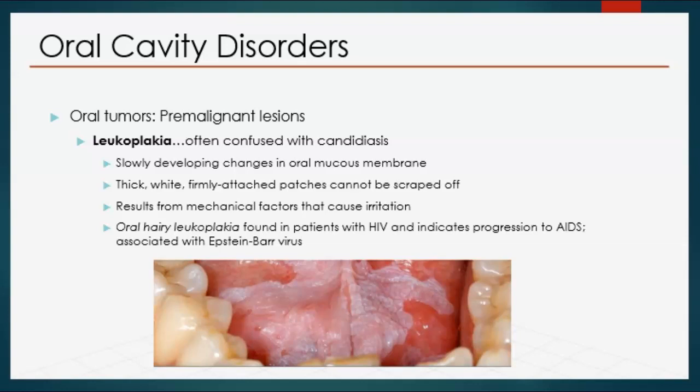Again, this is often confused with thrush or candidiasis. This slowly develops in the oral mucous membrane. It's thick, white, firmly attached patches, and they cannot be scraped off. Oral hairy leukoplakia is found in patients with AIDS and indicates progression. So people with human immunodeficiency virus who develop this have actually progressed to the full-blown disease of AIDS. And this is associated with the Epstein-Barr virus.